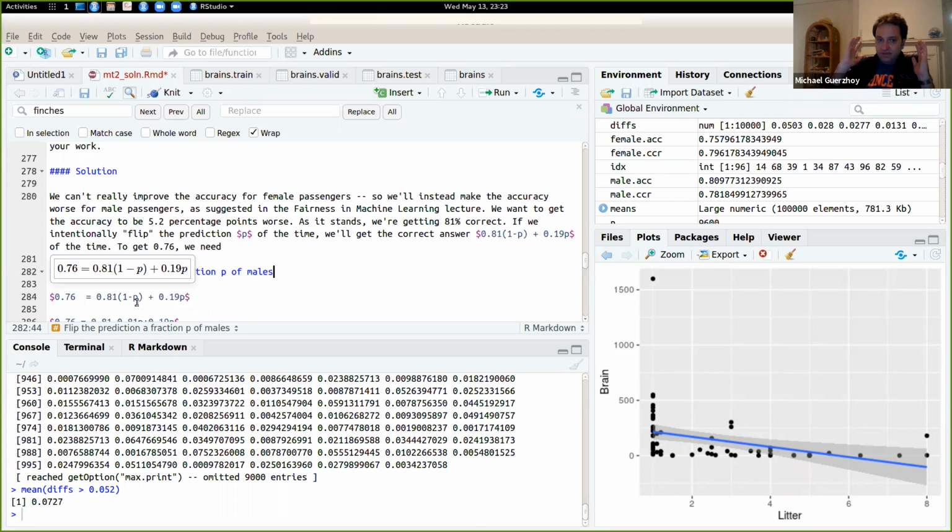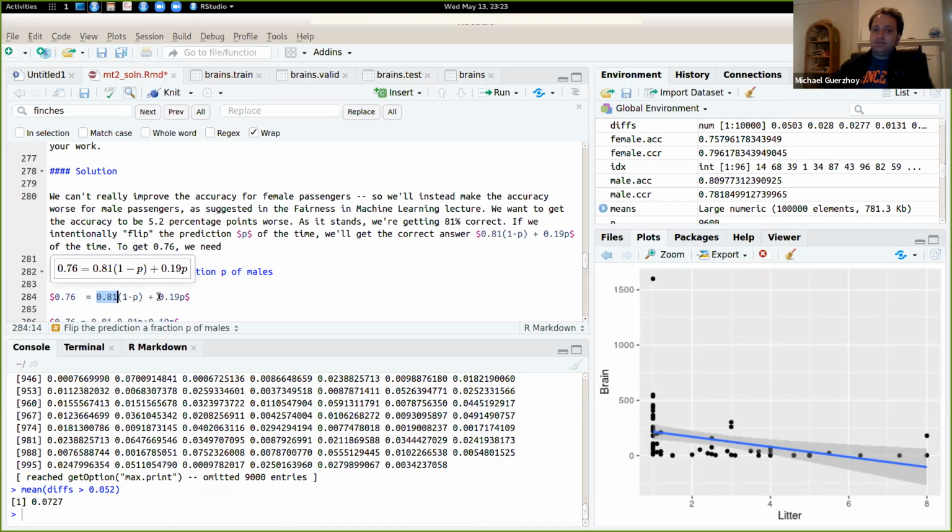So if I'm flipping, then that means that in 81% of the cases, my correct classification rate, my kind of correct guess, is going to turn into an incorrect guess. Okay, so in the others, it's going to stay correct. So this is 0.81 times the probability of not flipping. Those are going to be correct.